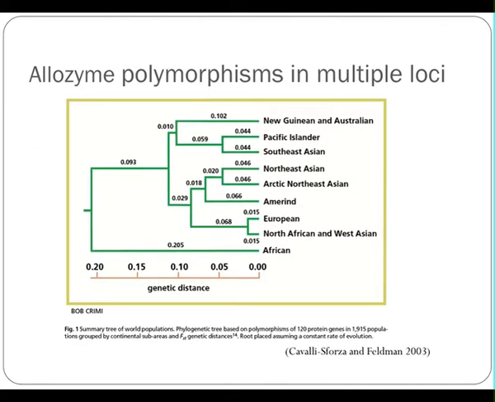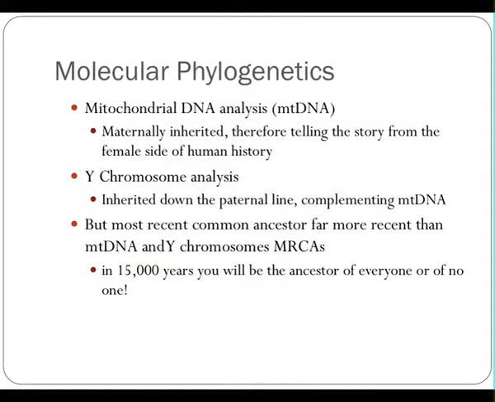This is a study looking at alloenzyme polymorphism. So it's a bit old-fashioned way of looking at things. But if you look at 120 protein genes and you look at the variation in the sequences, or particularly the properties of those proteins in terms of the way they run on gels and so forth, you can see that the African group is an early branch, a deep branch within the phylogeny of humans. And that, again, is consistent with the idea that humans originated in Africa, and that's where they've had most time to accumulate diversity over these 200,000 years. But most of the evidence for this is now coming from molecular phylogenetics.